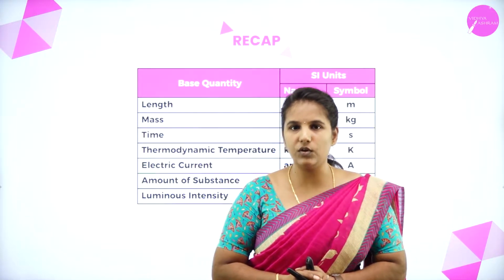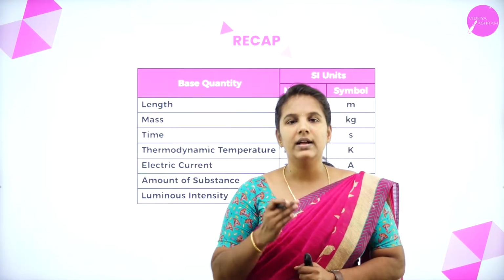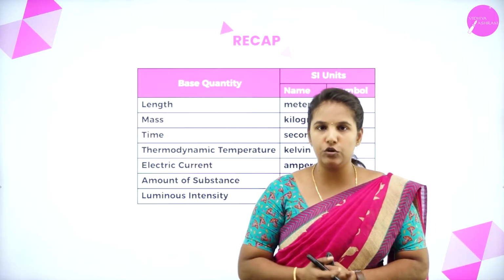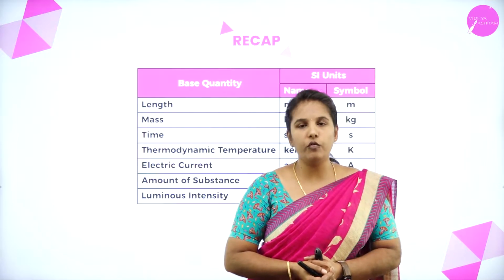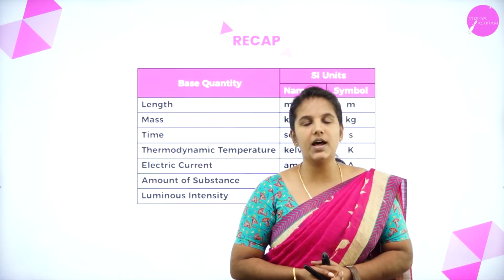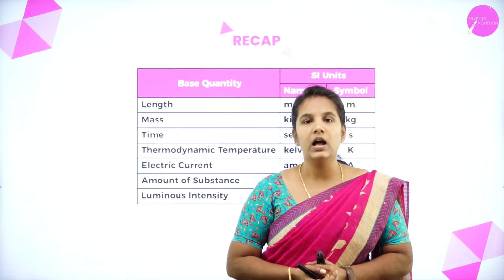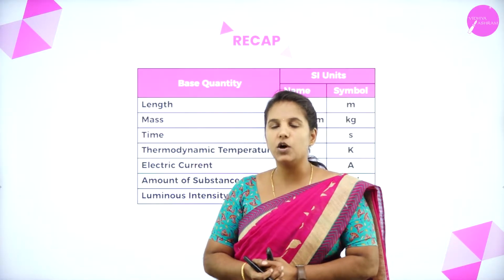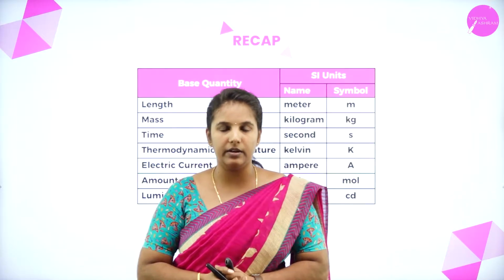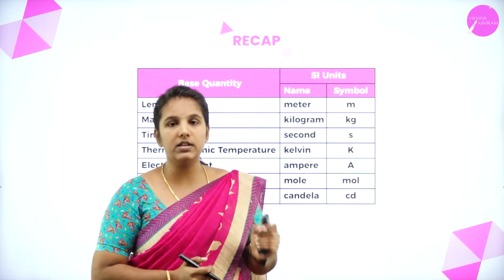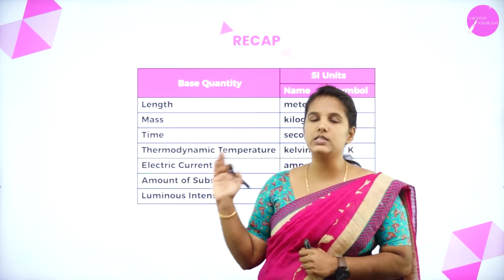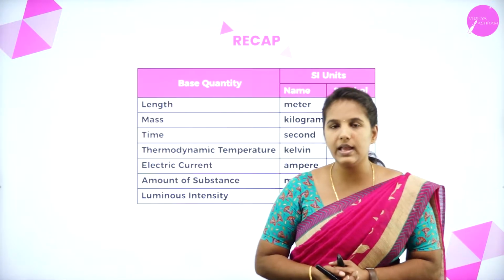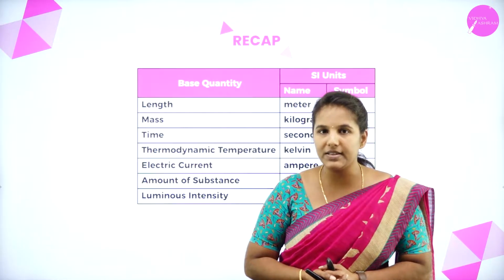What is an SI unit? It is nothing but a system of units, known as the International System of Units. It was given by the scientific community at the General Conference of Weights and Measures. Here they have listed the 7 base fundamental units in the SI system. Can we recall it once again?